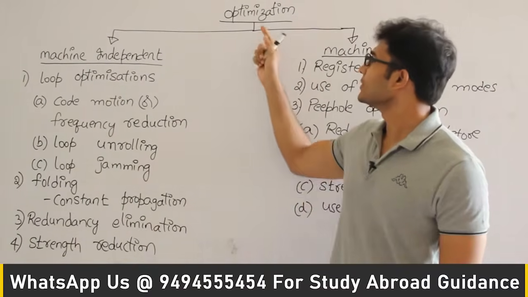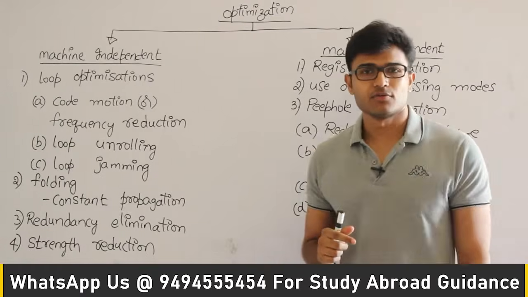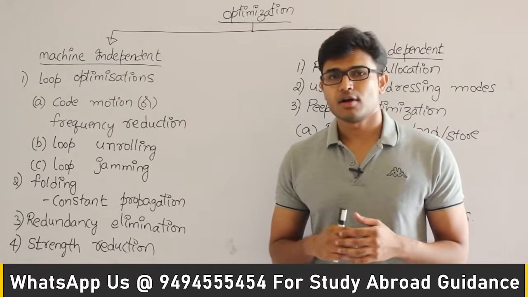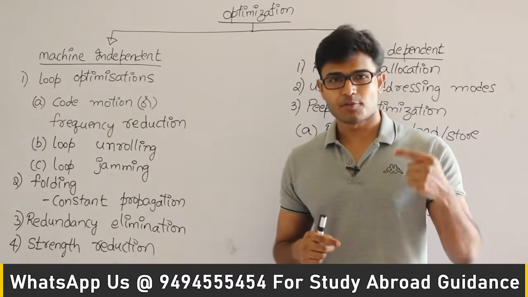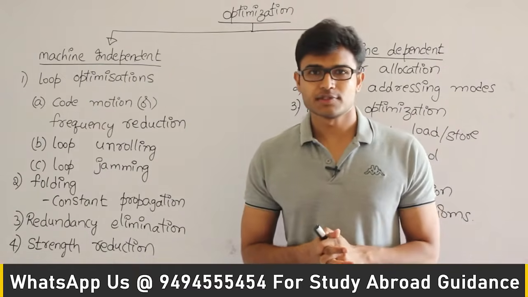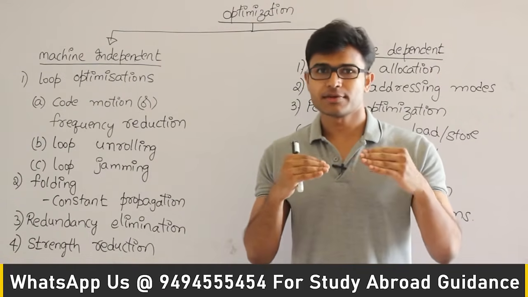Let's look at code optimization. It is the phase after intermediate code generation. If you look at all the phases, after intermediate code generation, you'll see the optimization phase. The main intention of the code optimization phase is reducing the number of lines in the program.